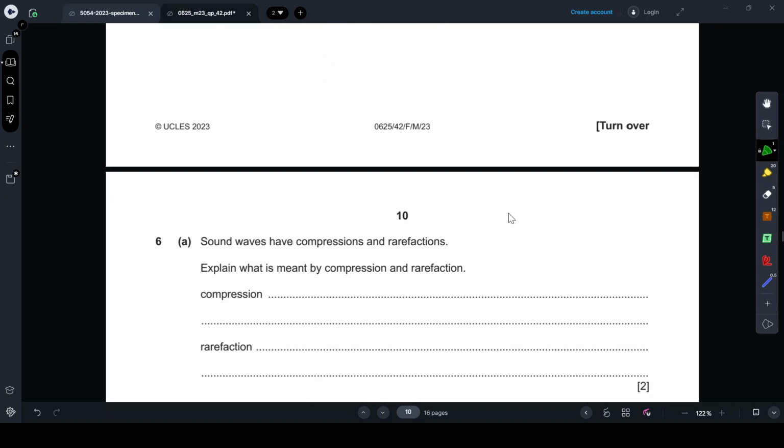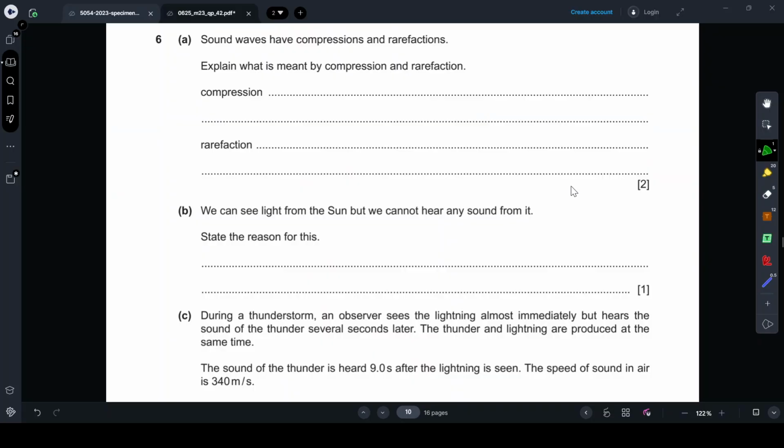All right, question 6. Question 5 took a bit of time. Question 6. Sound waves have compressions and rarefactions, right? So it's a longitudinal wave. Explain what is meant by compression and rarefaction. So that is from memory. I'll leave that. Let's move on.